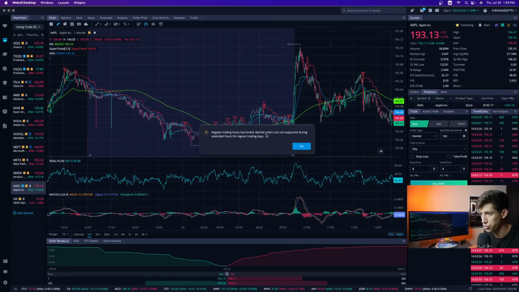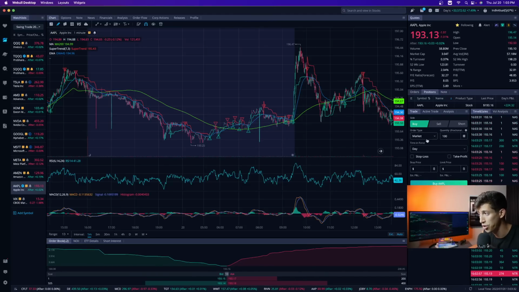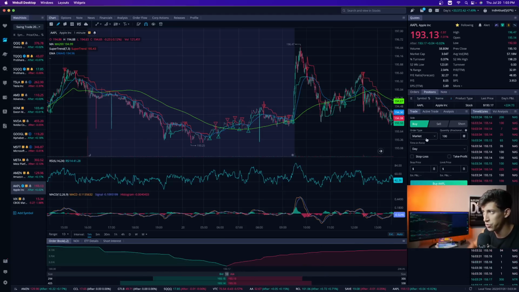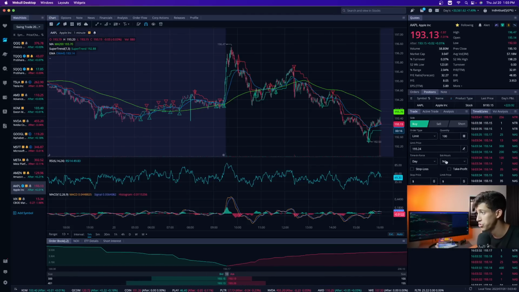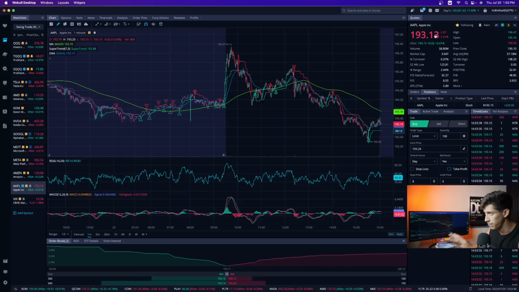But obviously, during regular trading hours it doesn't allow me to buy with a market order, so this is just a little tip. If you're using something like the Webull trading application, I could buy during extended hours, and all I have to do is click a limit order. I can initiate it with 100 shares. I have to turn on EXT. Very simple, right?